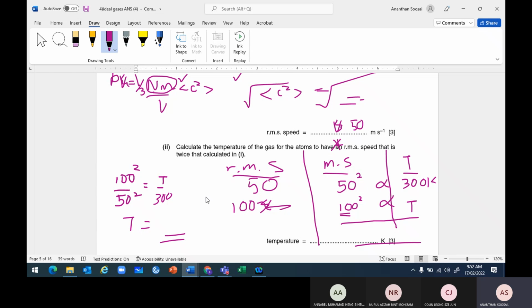I assumed 50 just now, but it doesn't matter. If you put V here and 2V, the V will cancel. But the technique: you always ask what the root mean square gives for this temperature. As a physics student, you should know you need to find the mean square speed, which links directly to the temperature.